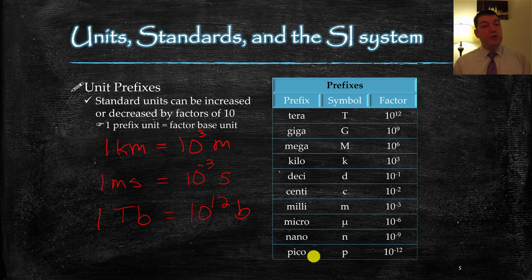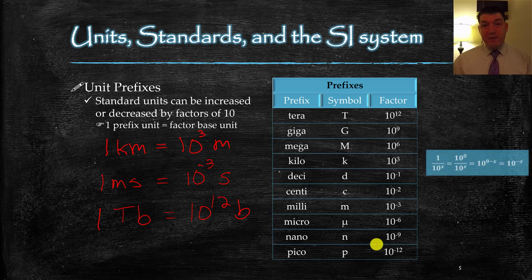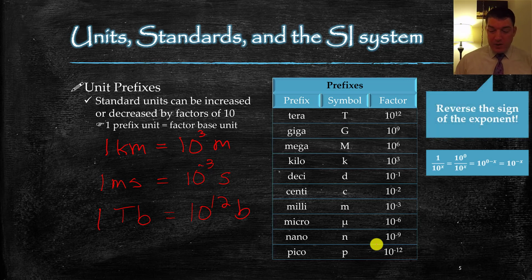But there's another way you can also use this. That factor tells you how many of the base unit are one of the prefix unit. But we can divide both sides by the factor, which when you divide 1 by 10 to the 12th, or 10 to the 9th, all you're really doing is reversing the sign. So it turns out if we wanted to go in the opposite direction, we just reverse the sign.